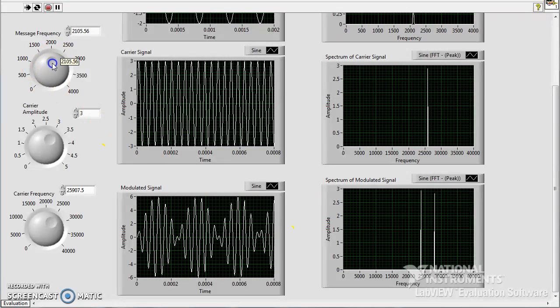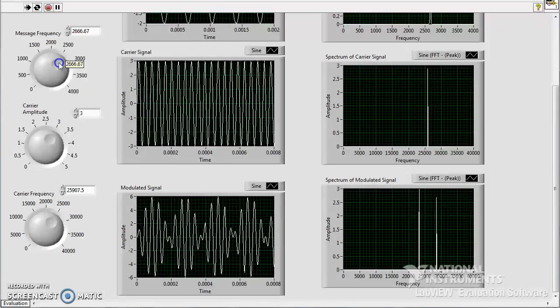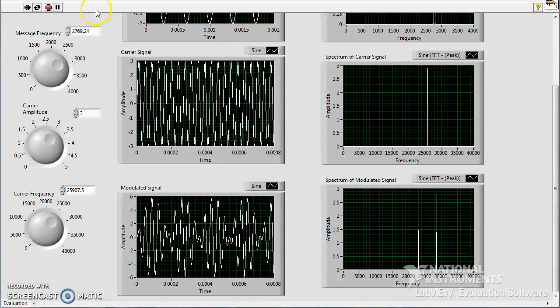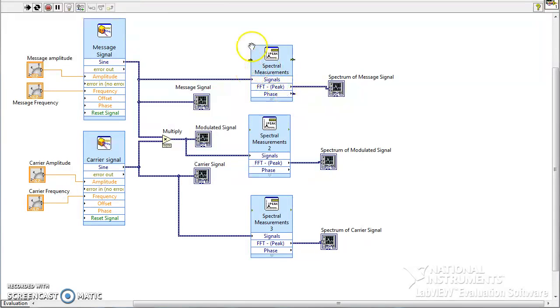If I increase it, since the plus and the minus values change, that is Fc plus Fm, Fc minus Fm, the values change, and they are moving apart from each other. So this is the modulated signal and the spectrum of the modulated signal coming with DSBSC modulation. Coming over here, we could see the spectrum only on the positive frequency axis. The negative frequency axis is not available with this FFT block.